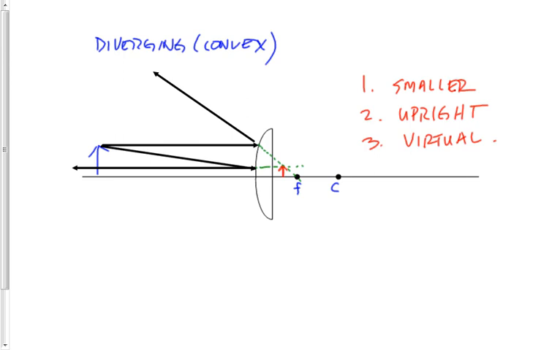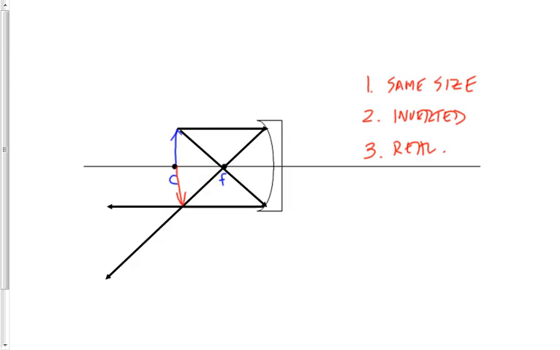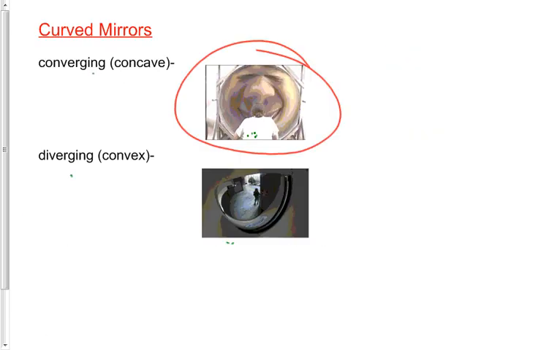Let's go back for a second to that first page on these curved mirrors. Take a look at the diverging one. What do you see there? You see a guy standing in this mirror. It is smaller, it is right side up, and it is virtual.